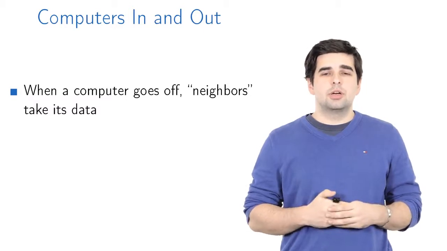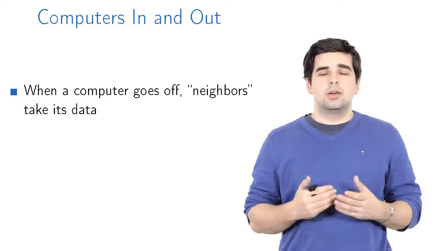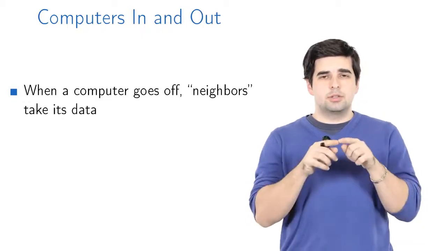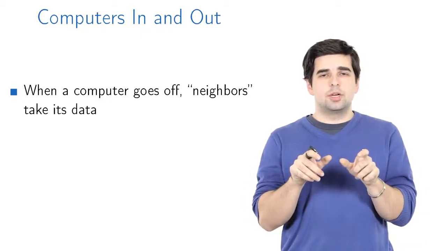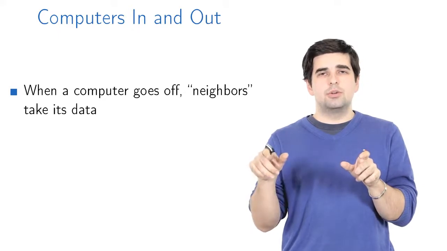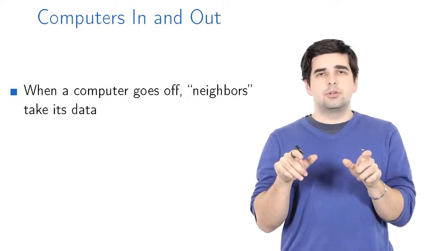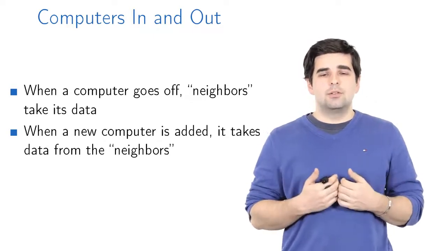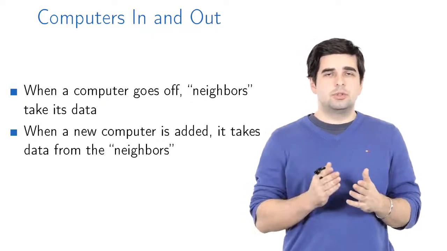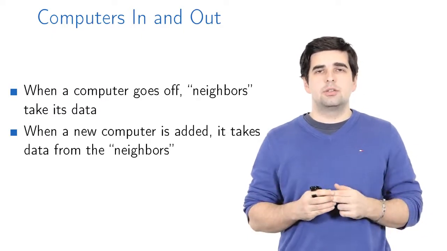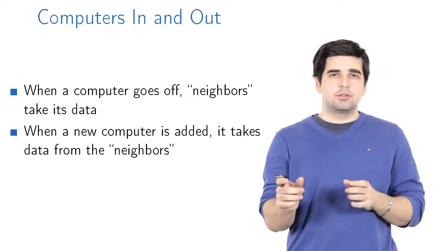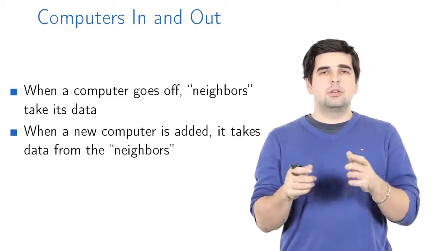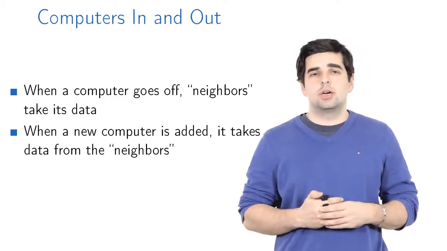When a computer goes off, when it's broken, its neighbors take its data. So it has 2 neighbors, and its arc is divided into parts, and one part goes to the right neighbor, and another part goes to the left neighbor. And when a new computer is added, it takes data from its neighbor. So it comes between some 2 already existing computers, and it takes a part of the arc of one of them and a part of the arc of another one, and it gets its arc.